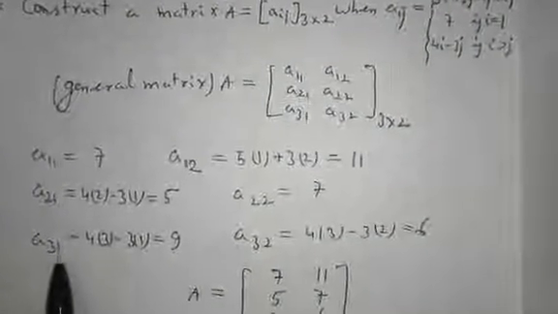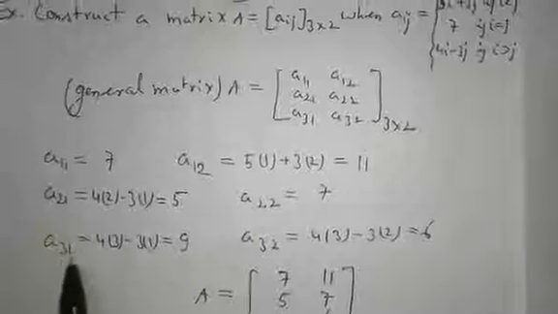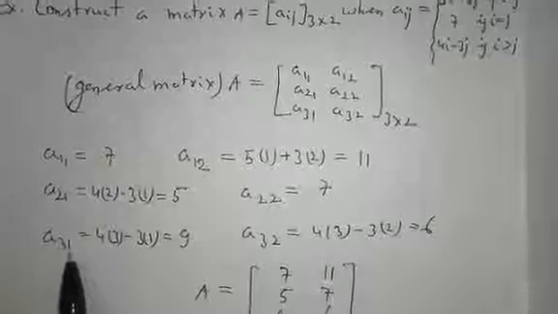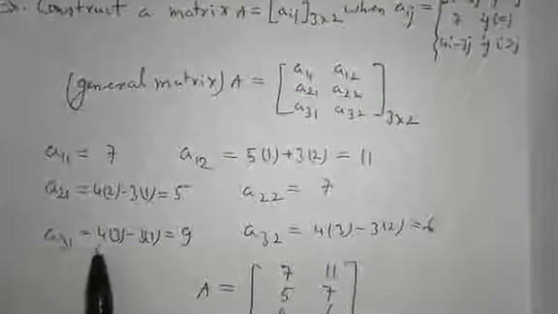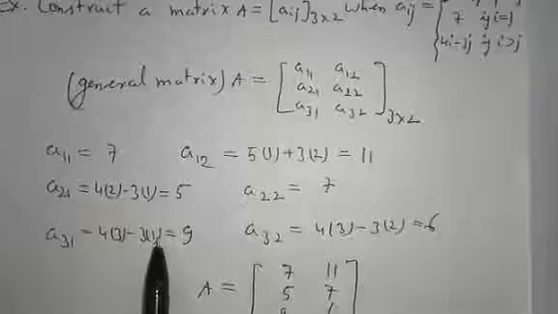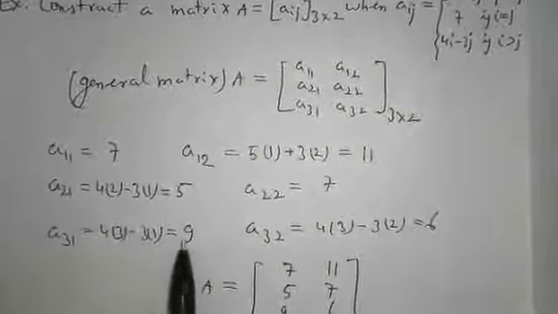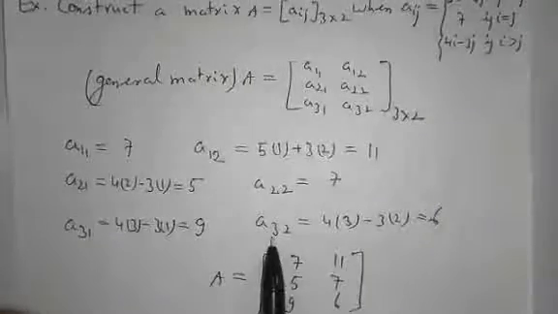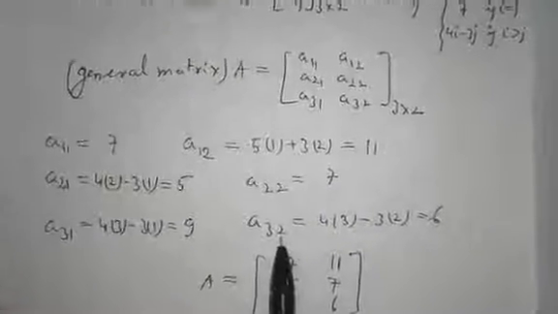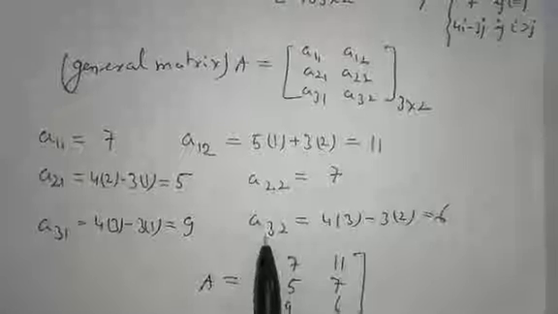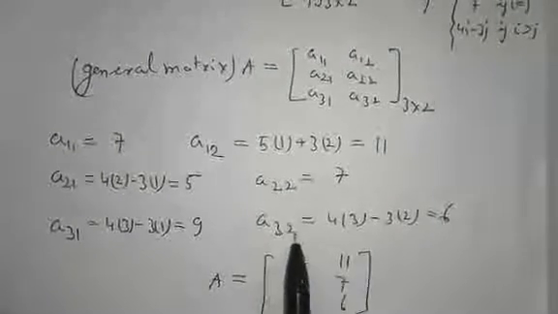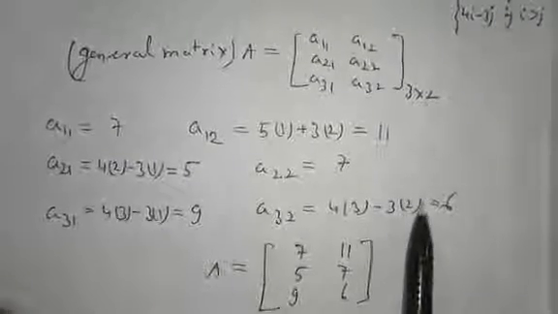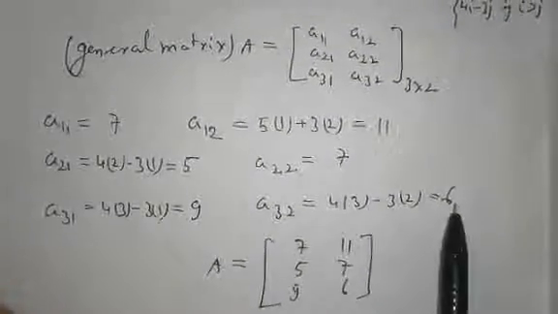Now A31, i is 3, j is 1. In this case i is greater than j. So we put the values in the general element 4i minus 3j and after calculating we get its value is 9. Now A32, i is 3, j is 2. Again we observe that i is greater than j, so we put its values in the general element 4i minus 3j. After calculation we get its value as 6.